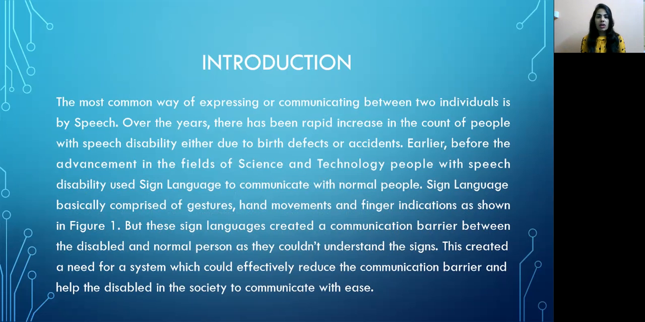Earlier, before the advancement in the field of science and technology, people with speech disability used sign language to express themselves. But this sign language created a communication barrier between the normal person and the disabled, as it was not easily understood. Over time, this created a need for a system that could efficiently reduce this communication barrier and help the disabled person live a happy life.